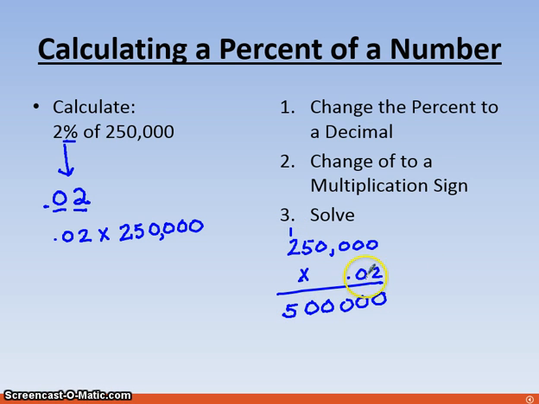We know that there are 2 place values, so we need 2 place values, so we get 5,000. So 2% of 250,000 is 5,000. Remember, 2% is the tax amount on a house. So if we bought a house for $250,000, we'd have to pay $5,000 in taxes.